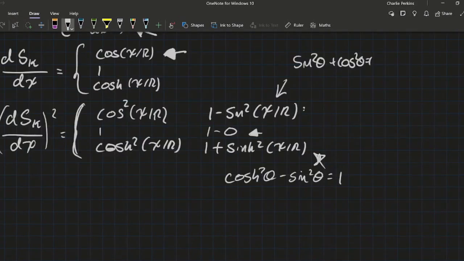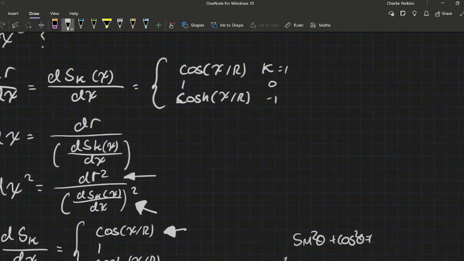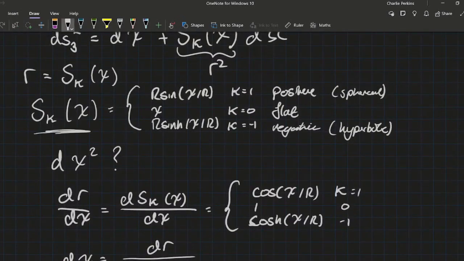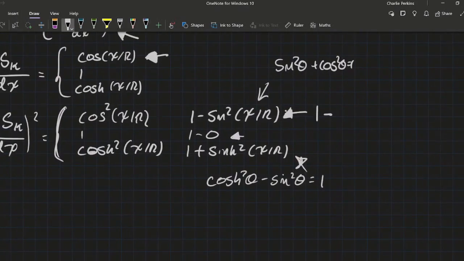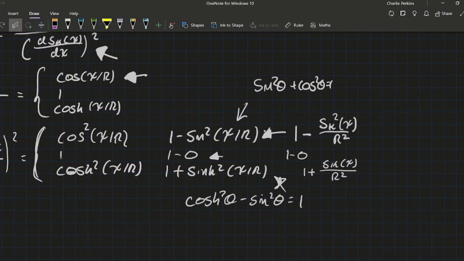We now know that these functions themselves are the s_kappa functions scaled by 1 over R squared. So if we took the square of the s_kappa functions, we would have R squared sine squared chi over R, we'd have chi squared, and R squared sinh squared chi over R. Therefore, we can write these in terms of 1 minus s_kappa of chi squared divided by R squared. This one here is just, again, 1 minus 0. And 1 plus s_kappa of chi squared divided by R squared. These should be squares as well.